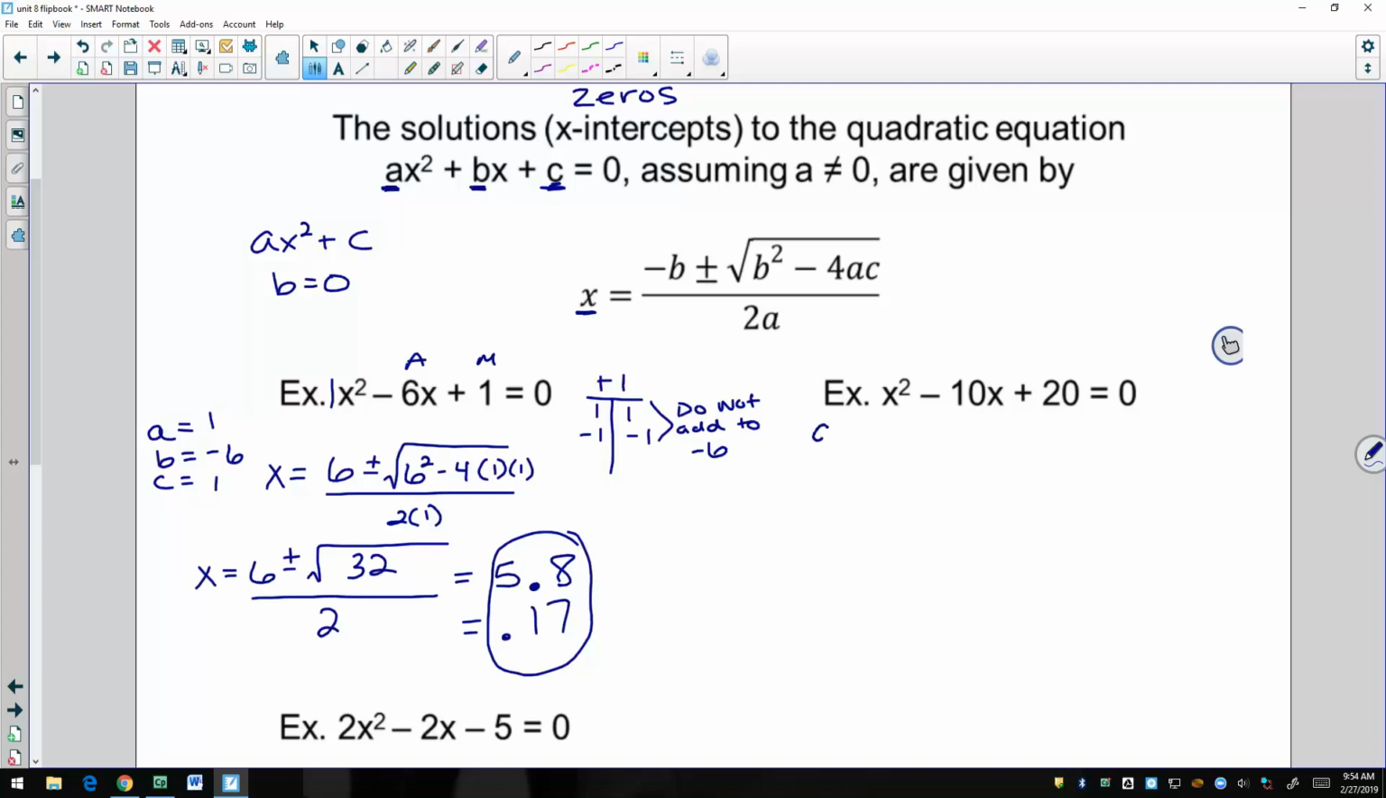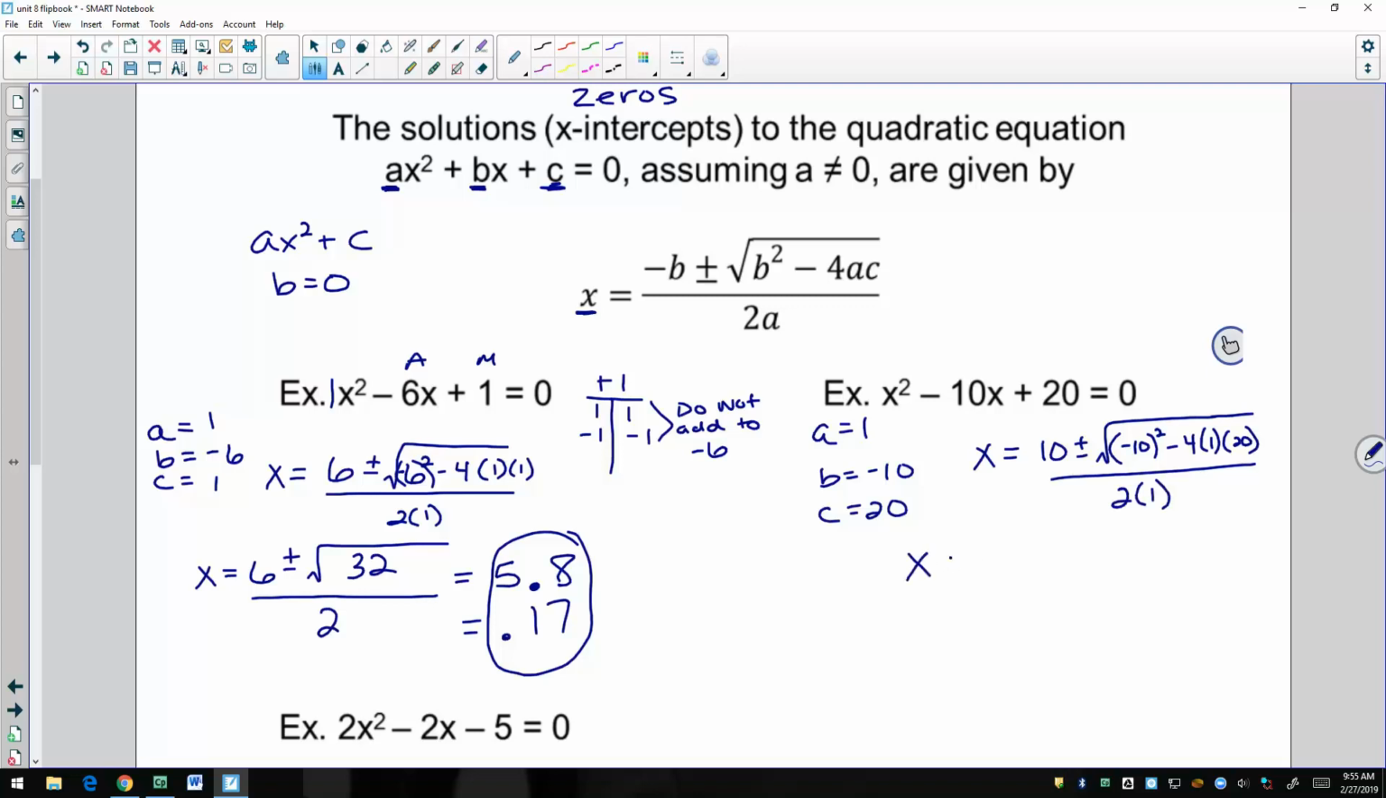Okay, so over here, A is 1, B is -10, and C is 20. So I'm going to plug these numbers into my quadratic formula. So I get -10, which is +10, plus or minus the square root of B. Oh, by the way, this actually should have been -6, but it won't affect our answer because when you square it, it would have been +36 anyway. Same thing here. This would be -10 squared minus 4 times 1 times 20 all over 2 times 1.